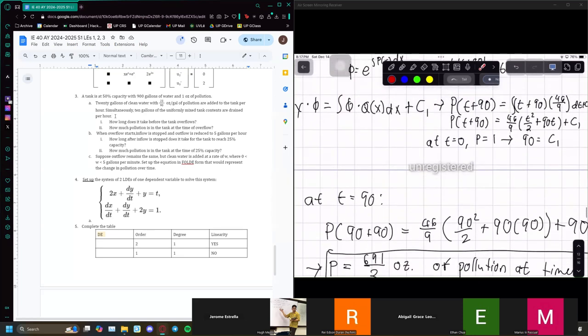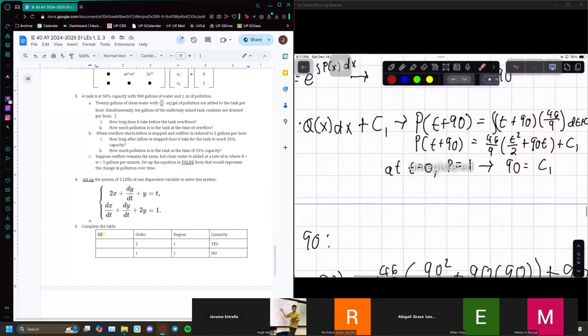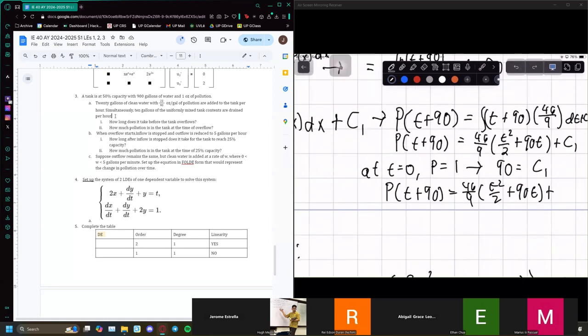Asan yung sinulat ko? Okay, I didn't write it. So basically, you have this p t plus 90 equals 46 over 9 t squared over 2 plus 90t plus C1. Sorry, not C1. We know what C1 is already.